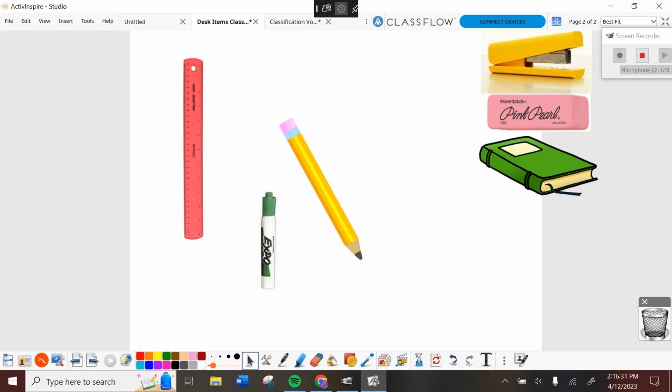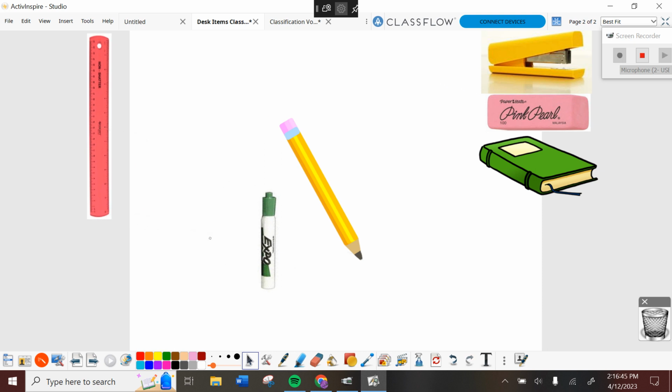If it writes, go to 3. If it doesn't write, what is it? I've identified it. What is it? A ruler. All right, so I'm going to move this out of the way. So if it doesn't write, it's a ruler. Now, if it writes, go to 3.